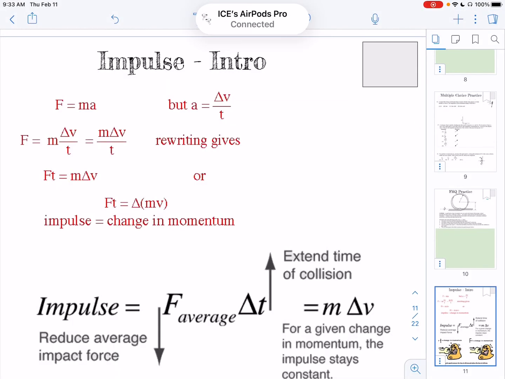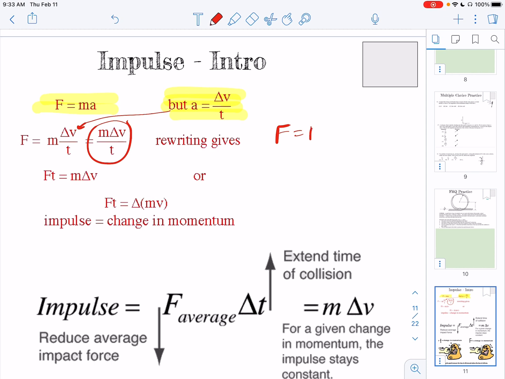Okay, so here is a little intro about what we will call impulse. One way that we can get to this is by starting with Newton's second law, F equals ma. And we also know that acceleration is change in velocity over change in time. So if we just sub that in, we have a new way to write Newton's second law, which is m delta v over delta t. And then if we multiply time to both sides, we get this expression here.